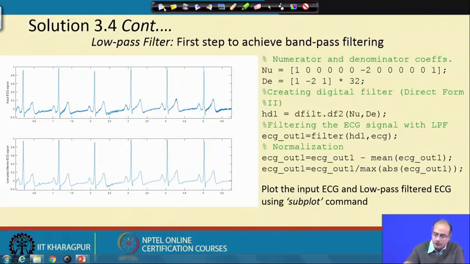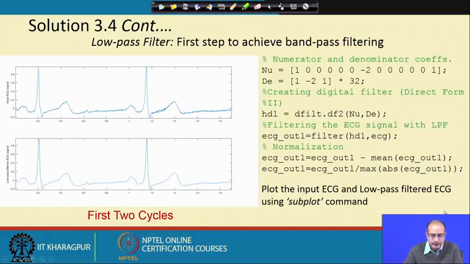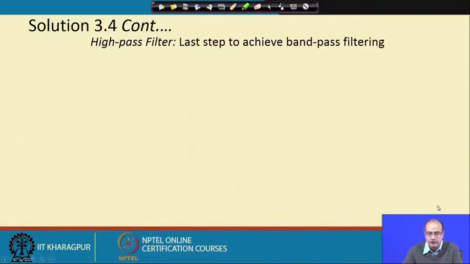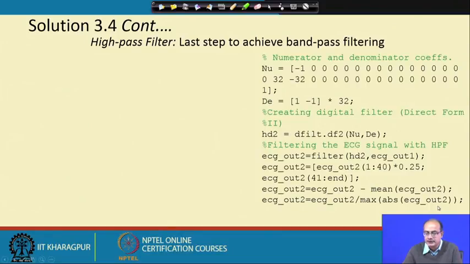So, we have shown the plot, and now let us proceed for the next step. Before that, we just show that more carefully. We have shown only the first two cycles, so that we can appreciate the change better. And let us now proceed for the last step of the band pass filter.